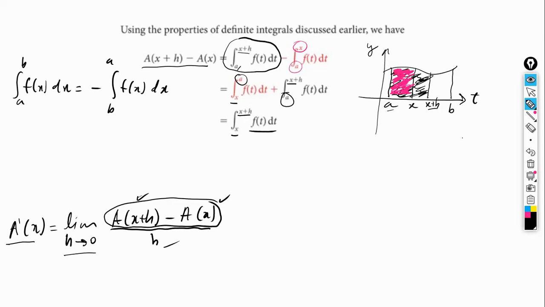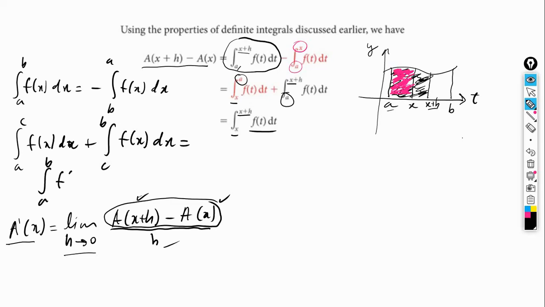That also comes from the property that we saw before, where we have a midpoint c. Remember that if c is between a and b, then the integral from a to c of f of x dx plus the integral from c to b of f of x dx is equal to the integral from a to b of f of x dx. So that's the property that we're applying here algebraically to get to this.